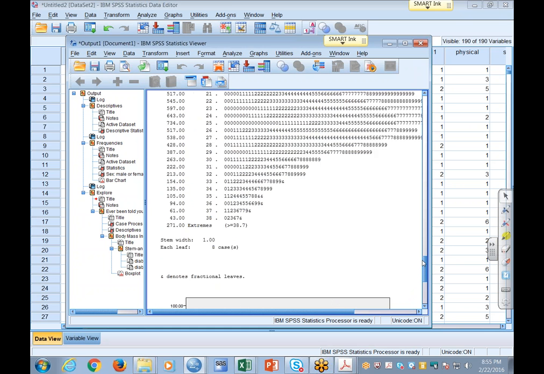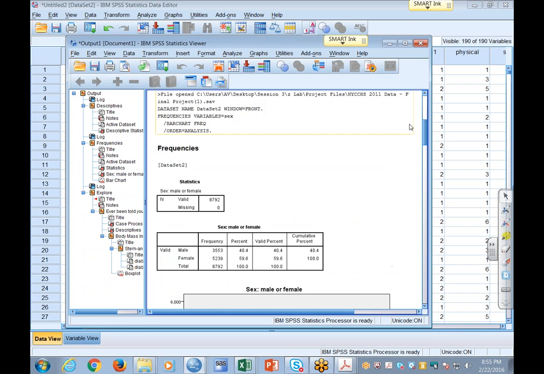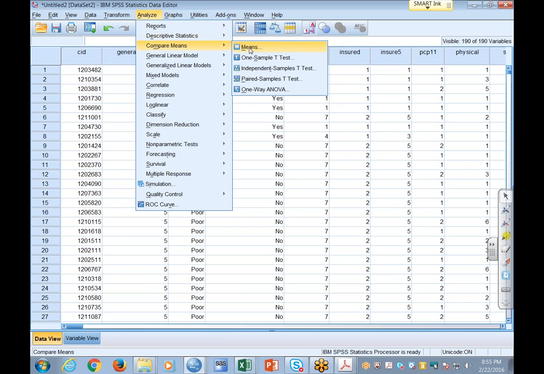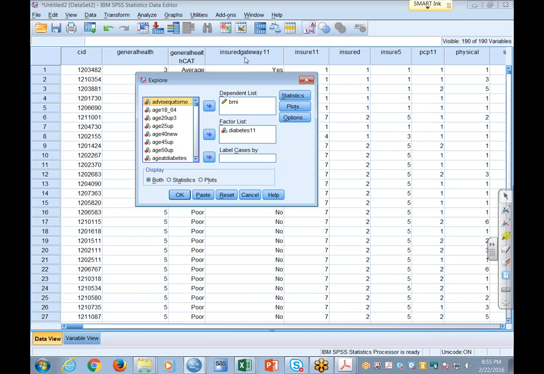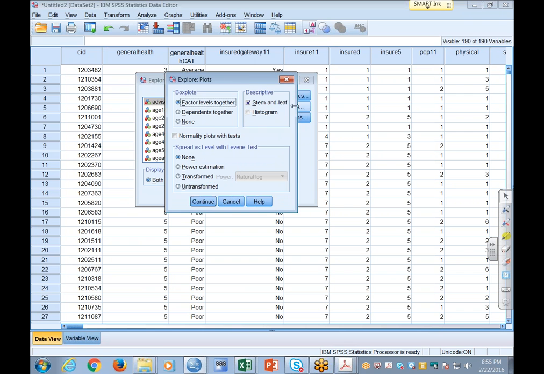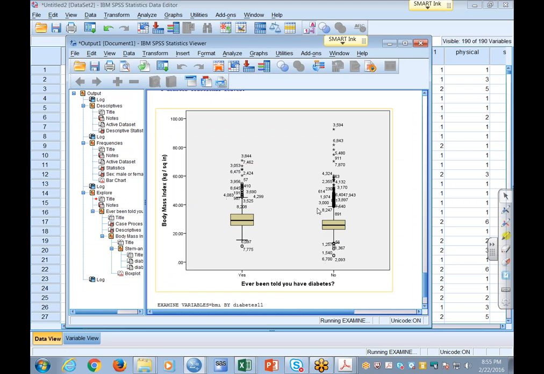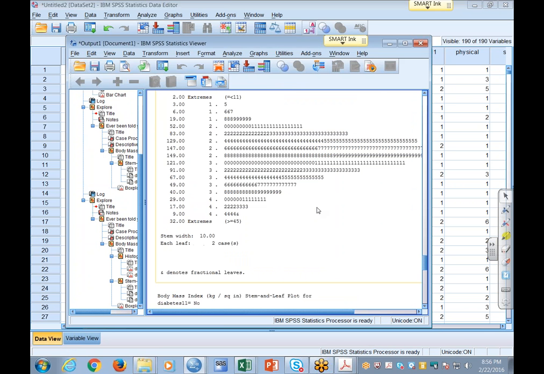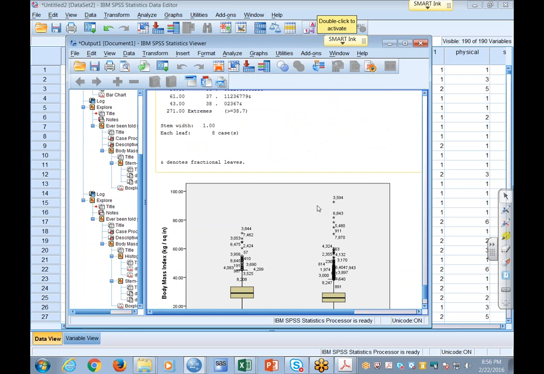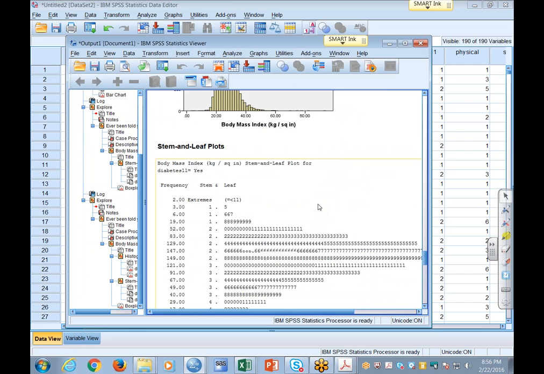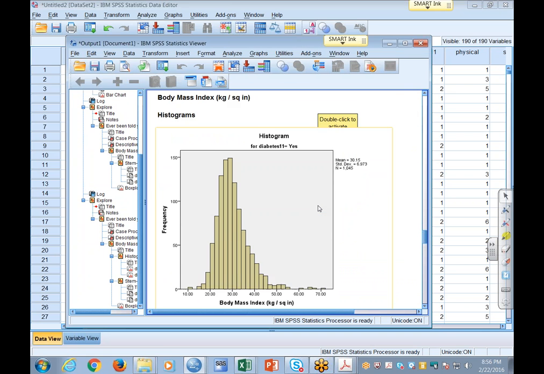I thought I checked off histogram. Did I not check off histogram? Is that it? Oh, I didn't say okay. There you go. Okay, Descriptive Statistics, Explore. Now it remembers exactly how I had this set up. Okay, I'm going to click off histogram. Continue. And I'm going to do it again. It's going to repeat it, except this time I'll get a histogram. For the two, there we are. There's a histogram for the two groups.